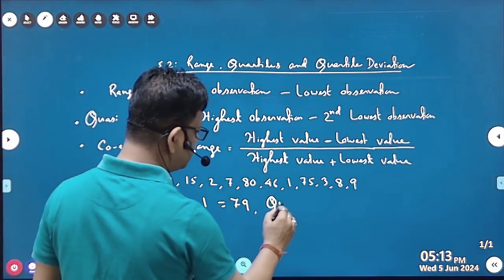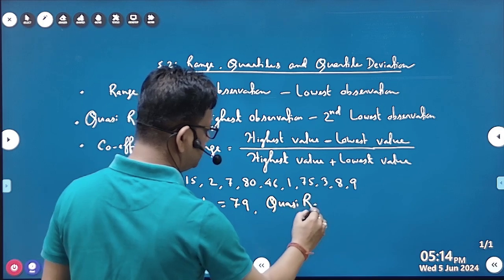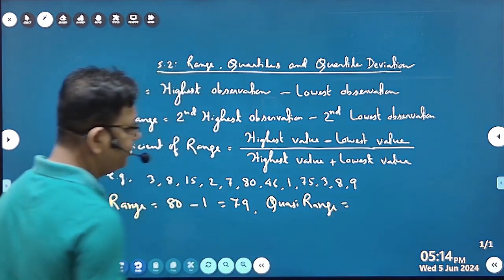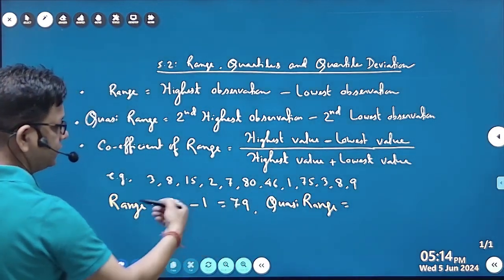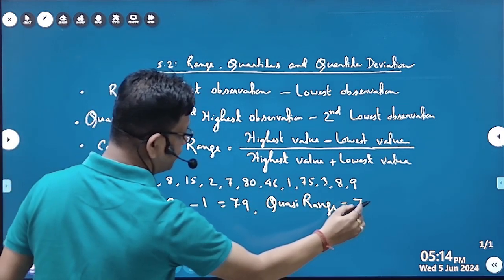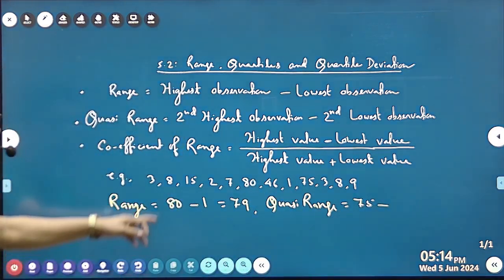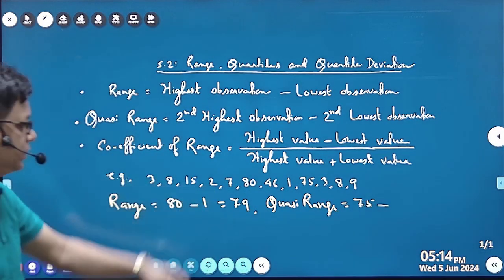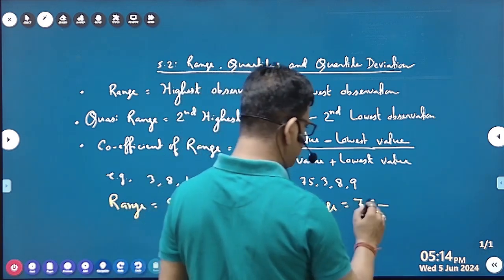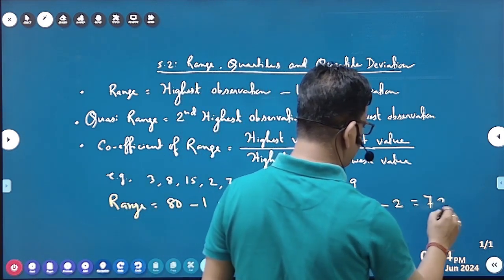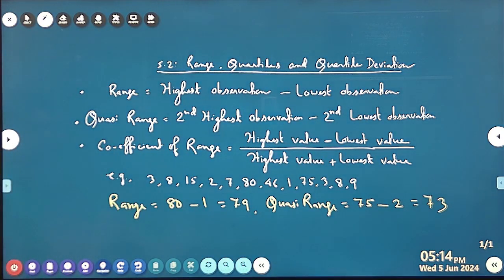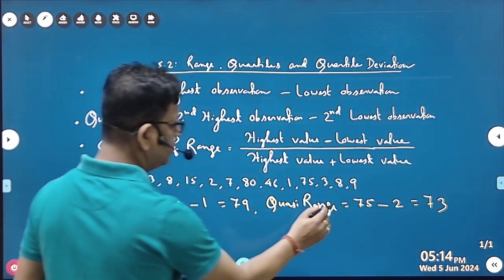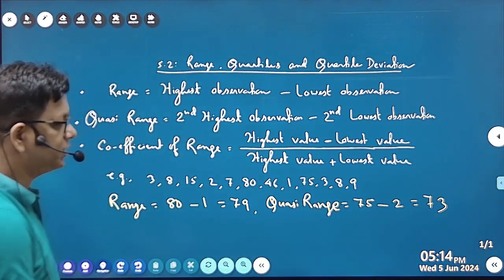Now the other one is quasi-range. Quasi-range is also similar, but you take the second highest and second lowest. So 80 was the highest. The second highest I can see here is how much? 75, minus the second lowest, which I think is 2. Yes or no? So 2. Those two you simply need to subtract, and this is your quasi-range. If a question comes, what is the quasi-range for this given data? Nothing is difficult actually to answer these questions. You should just know the definition. So quasi-range is the second highest minus second lowest.